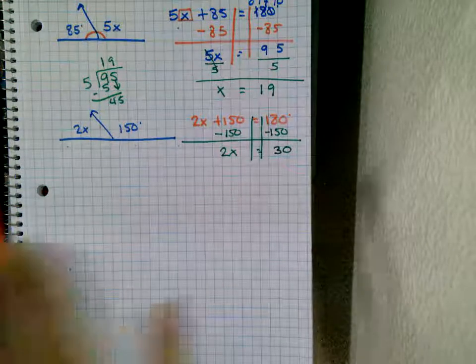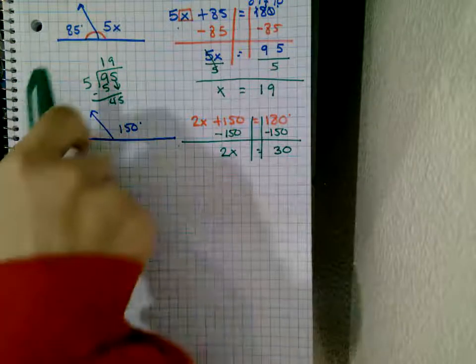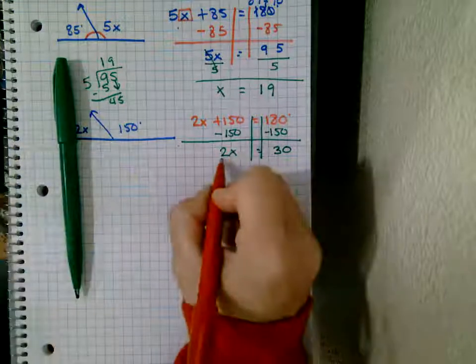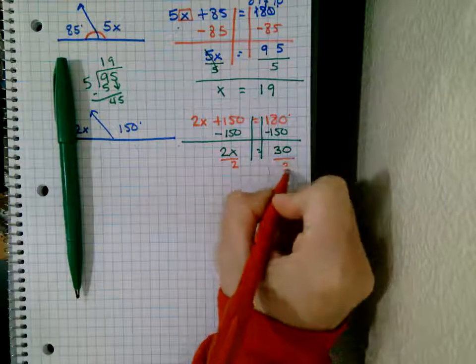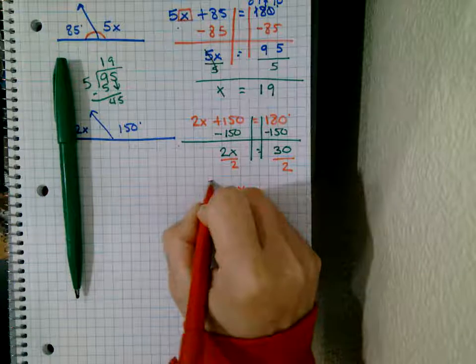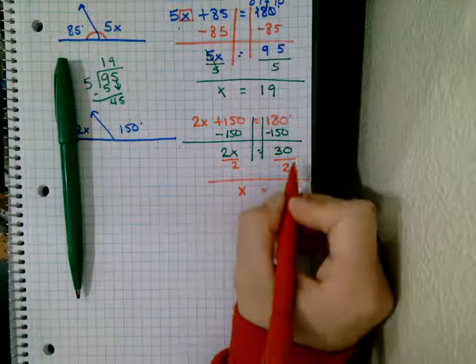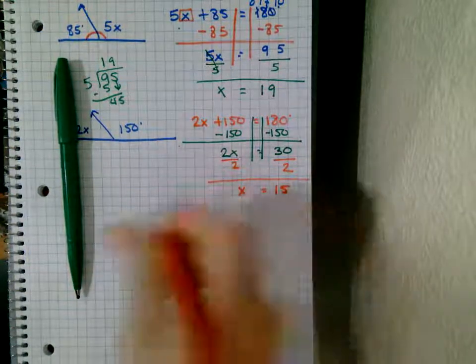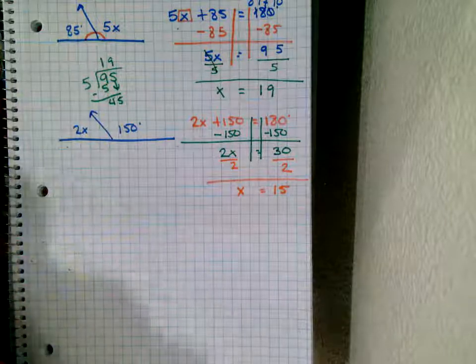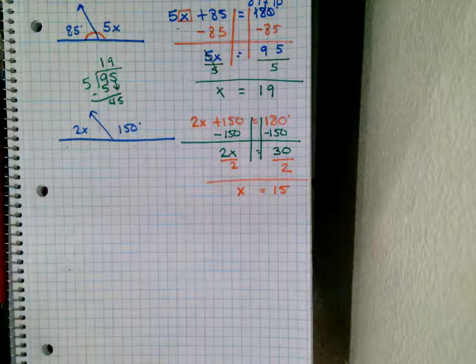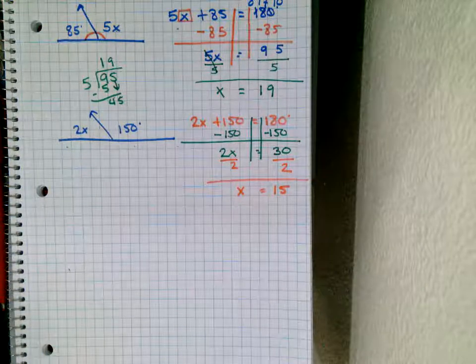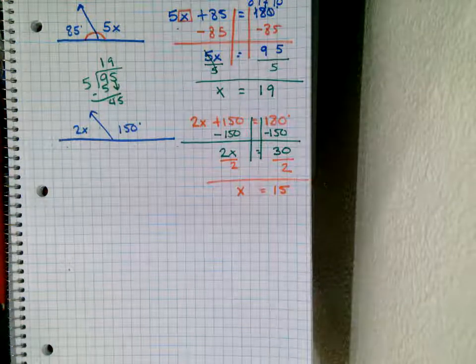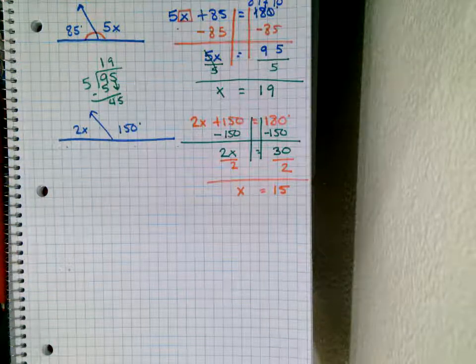We're not done. We got to get rid of that 2, right? If it says 2x, you're going to divide by 2. You're going to divide by 2. So x is equal to 30 divided by 2 is 15. Are we okay with level 2? So this is level 2. I think also kind of straightforward, pretty easy.